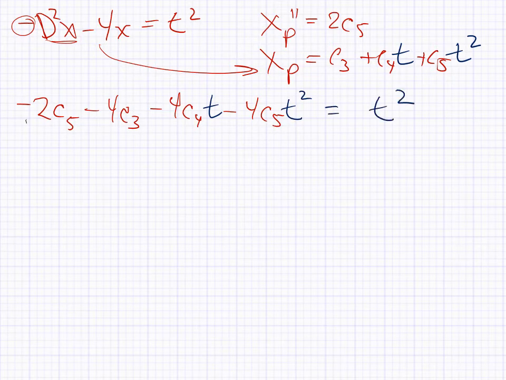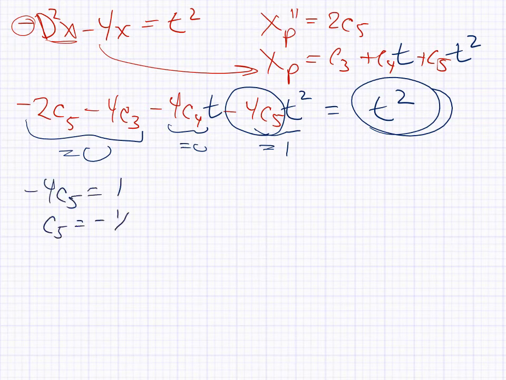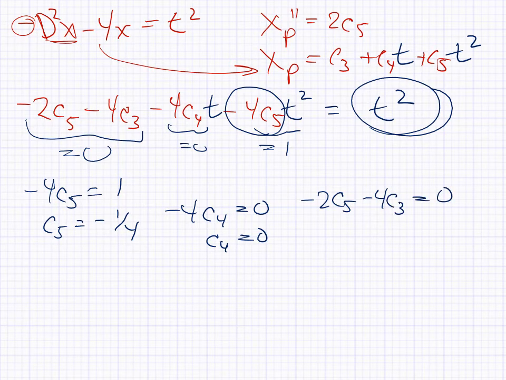Okay. So here's your constant, here's your t to the first, here's your t to the second. Well, this has to equal 0, this has to equal 0, and this has to equal 1 because of what's over on the other side of the equation. So if minus 4c5 has to equal 1, then c5 has to equal minus 1/4. And if minus 4c4 has to equal 0, then c4 has to equal 0. And then if minus 2c5 minus 4c3 has to equal 0, but we already know c5 is minus 1/4, this would be 1/2 minus 4c3 has to equal 0. So then c3 would have to be 1/8.